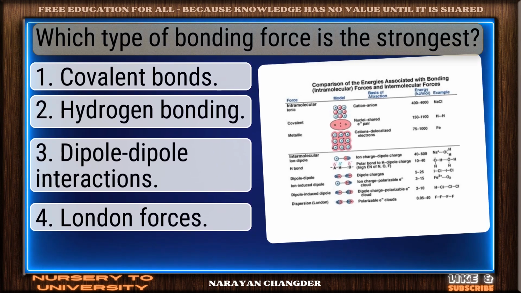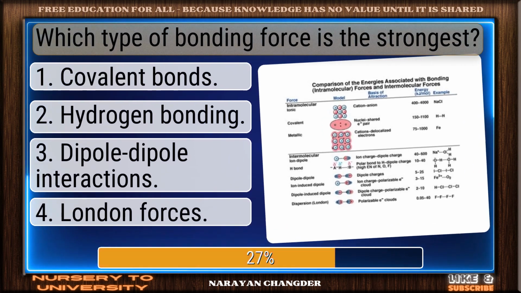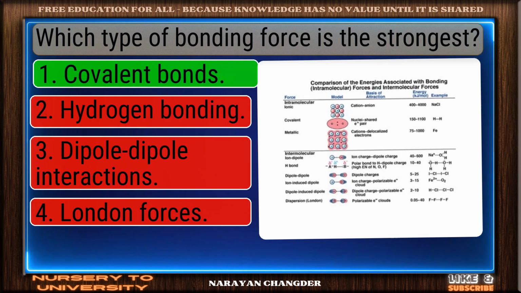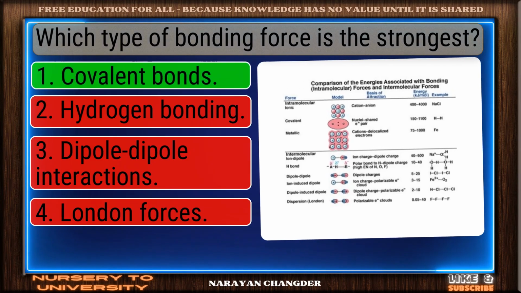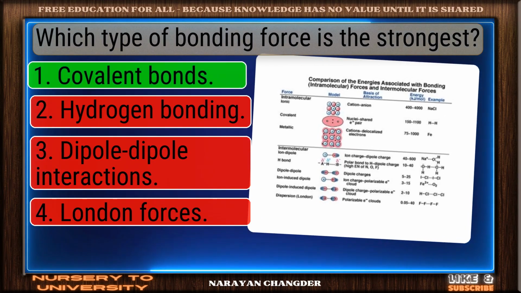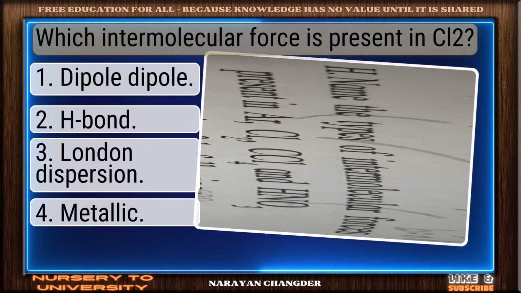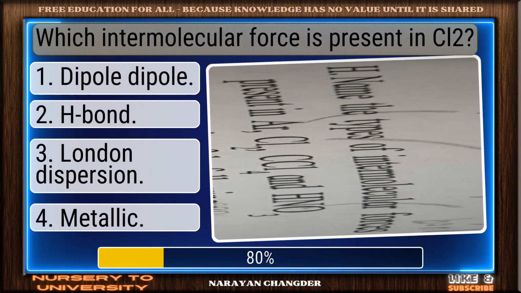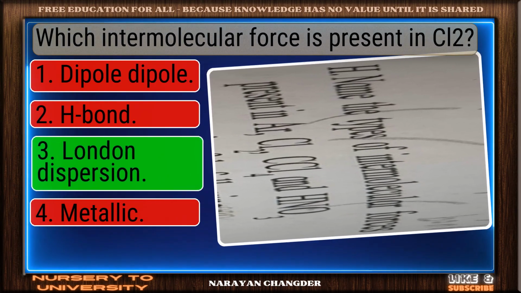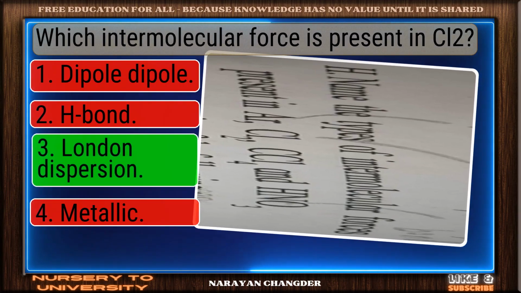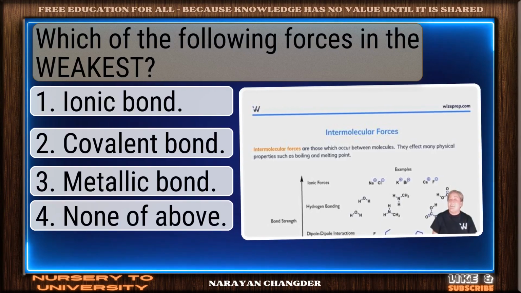Which type of bonding force is the strongest? Solid response. Covalent bonds is a valid choice. Which intermolecular force is present in Cl2? Great thinking. London dispersion is the right choice.